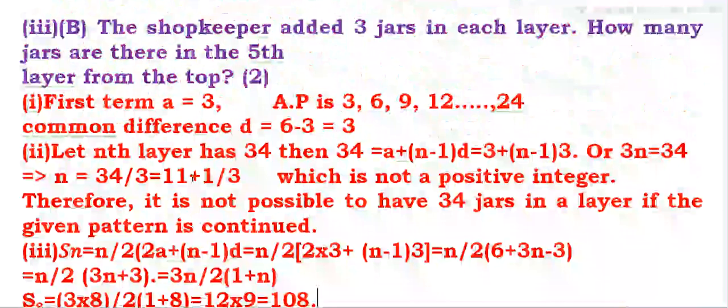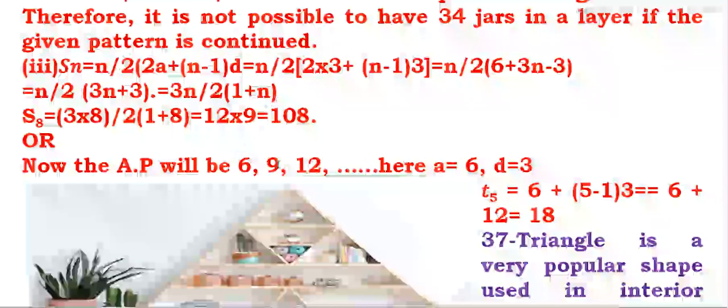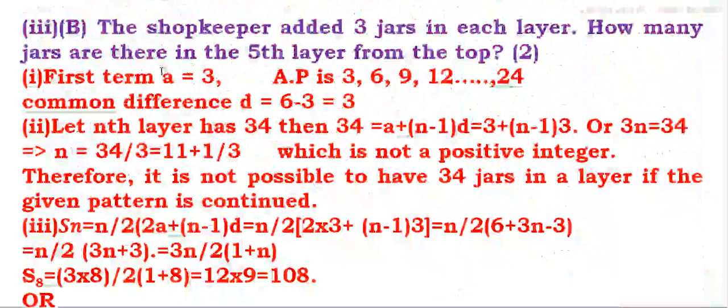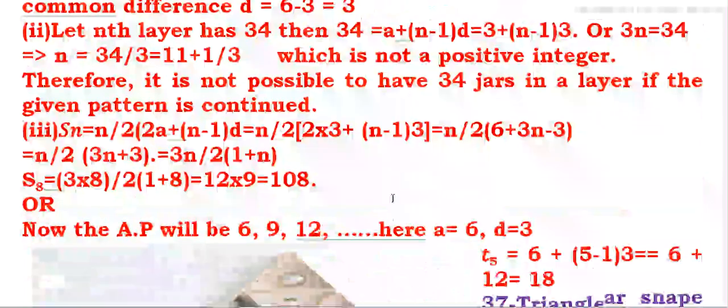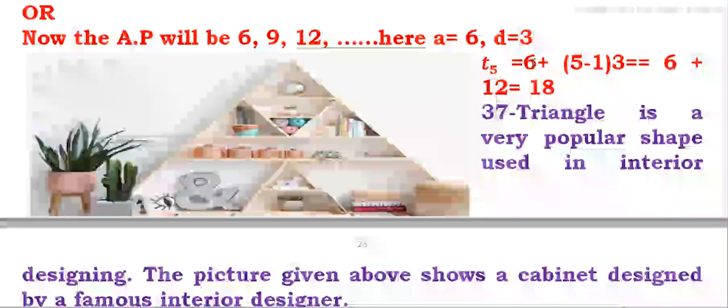Or the shopkeeper had 3 jars in each. Now the table will be, in place of 3, the table will be 6, 9, 12. A is equal to 6, D is again 3. Then, how many in the 5th layer from the top? It means now it is a5 is equal to A plus 4D, 6 plus 4 into 3, that will be 18.